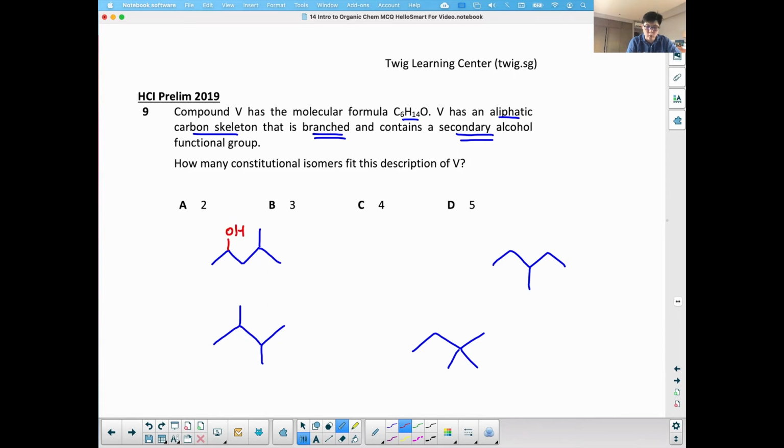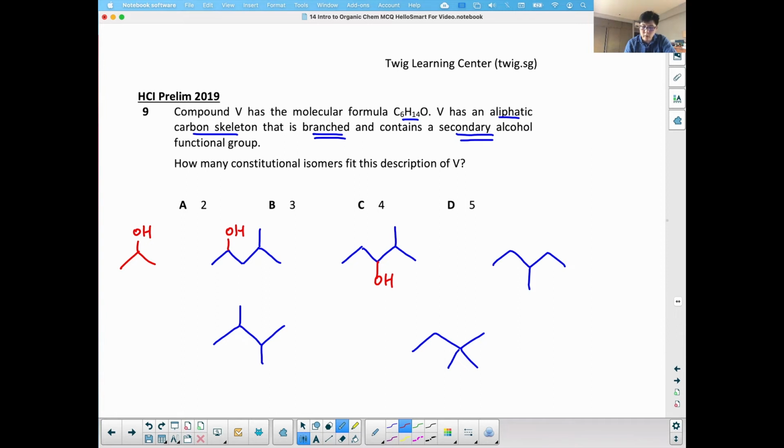Okay, we have to put it like that, because in this case, when you do this, then it'll be a secondary alcohol. Okay, so the other possible place that I can put the OH is actually over here. This will also be a secondary alcohol.